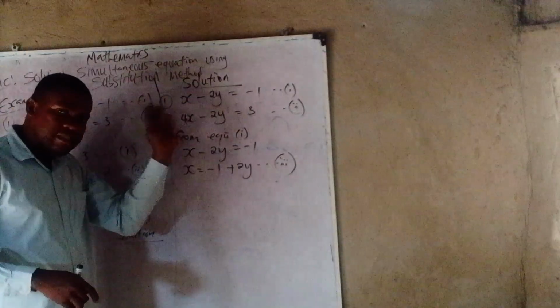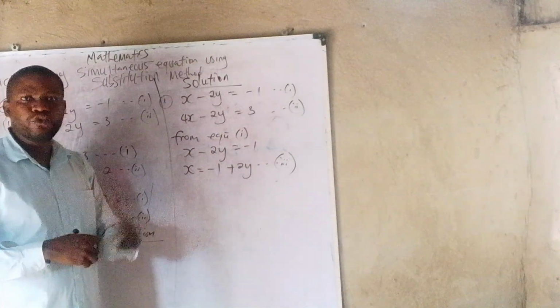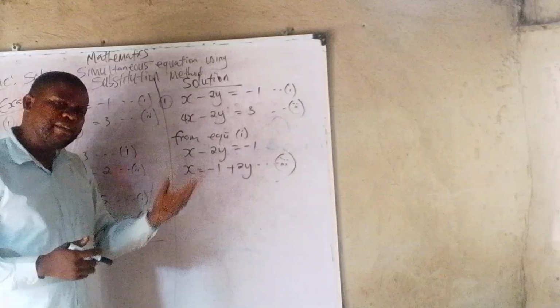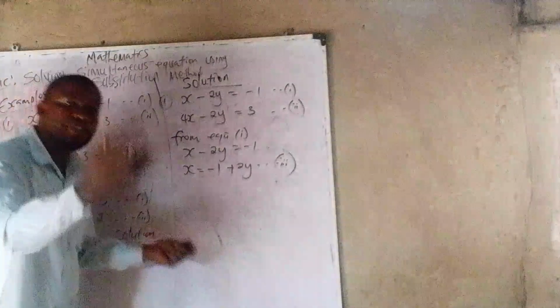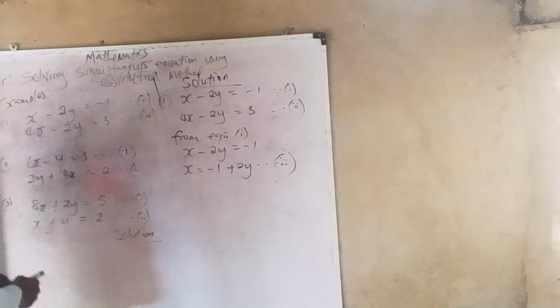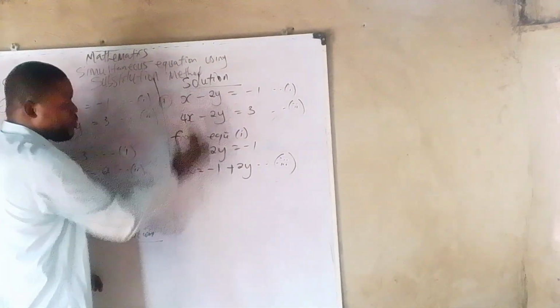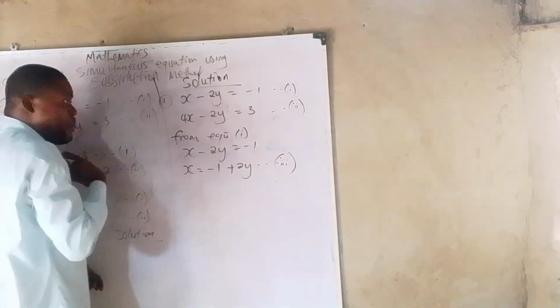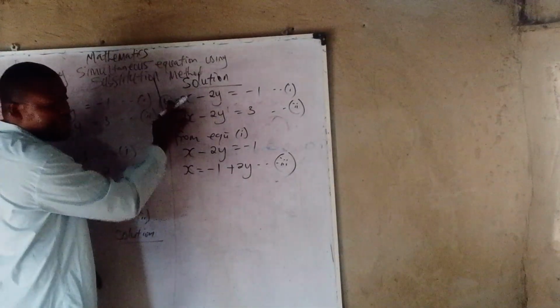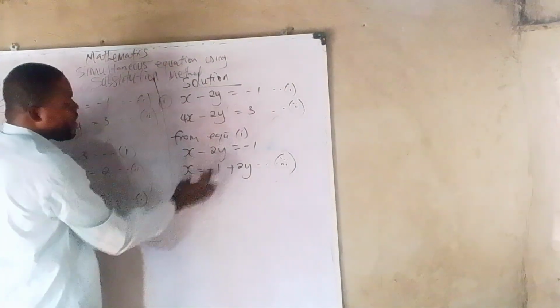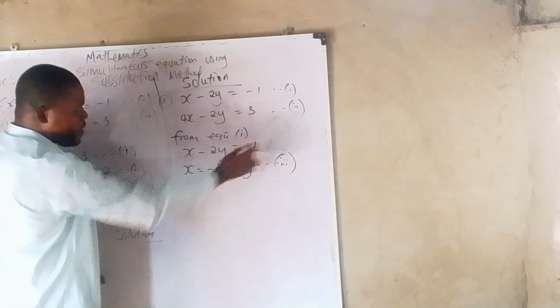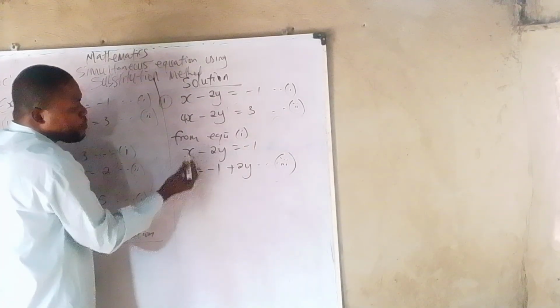But for today's problem, let me show you the shortcut you can use to get whatever you want. If you're an expert, you can look at the question and still pick your answer. It depends on how you want it. Okay, let me look at this now. First, from question 1, I brought question 1. You can use question 2, but I brought question 1 first. So I brought x minus 2y equal to minus 1, equation 1. Then I made x the subject of the formula.